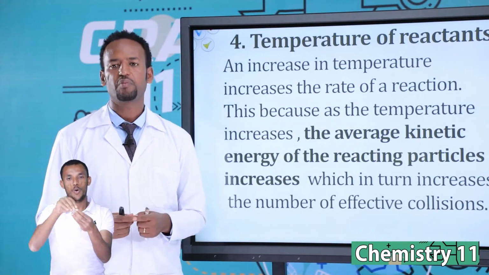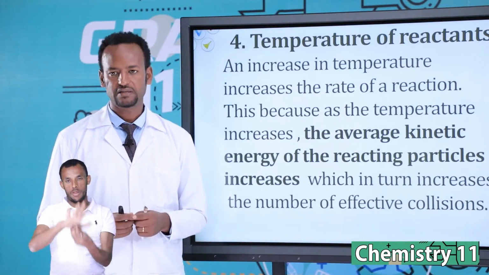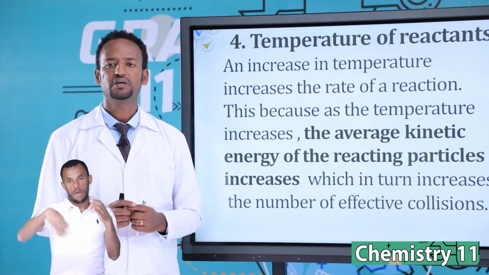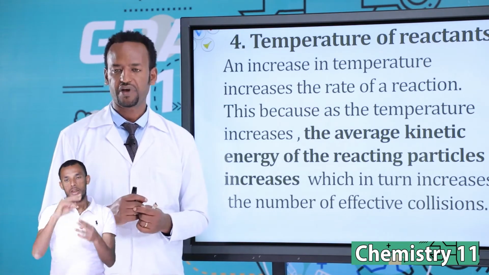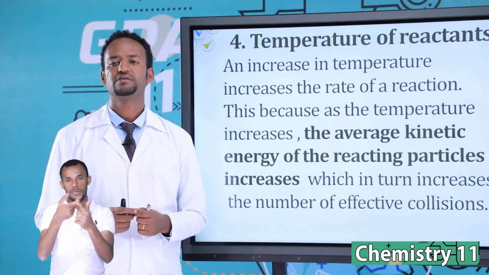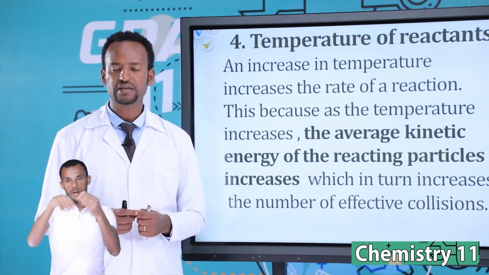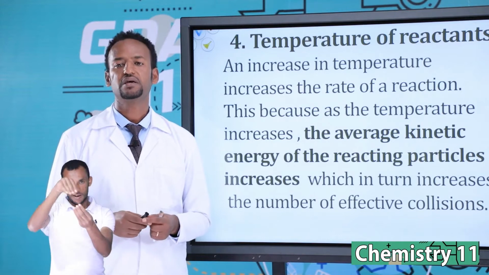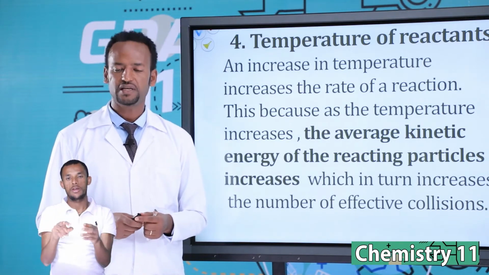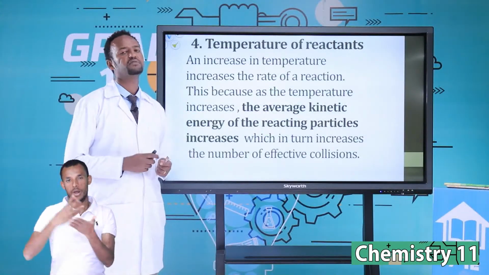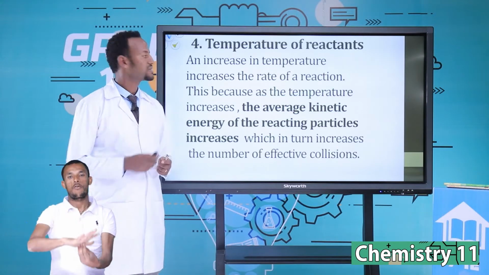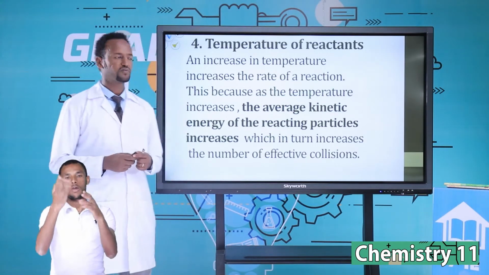We also discussed factors that affect the rates of chemical reactions, like the nature of the reactant. The second one is the surface area of solid reactants. The third one is concentration. In today's lesson, we discuss the other factors and the other subtopics in chapter 4.